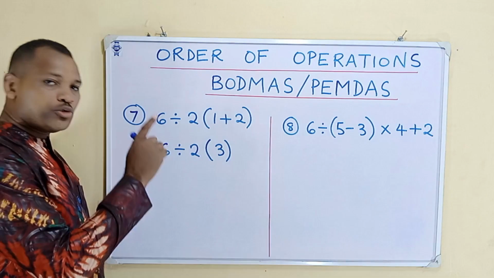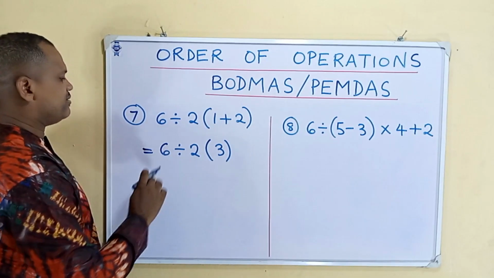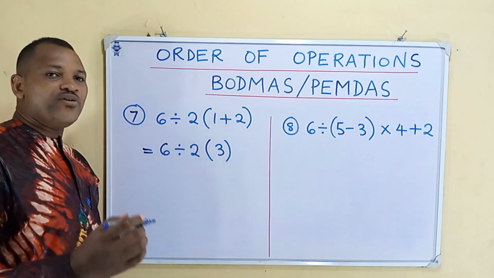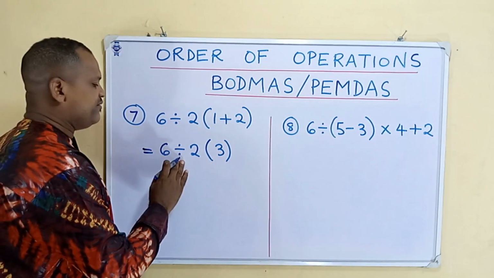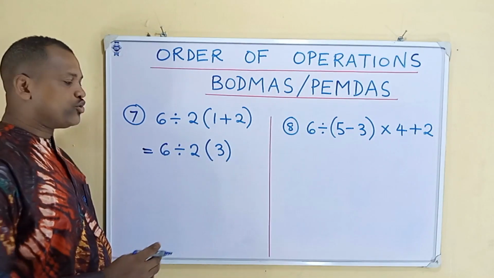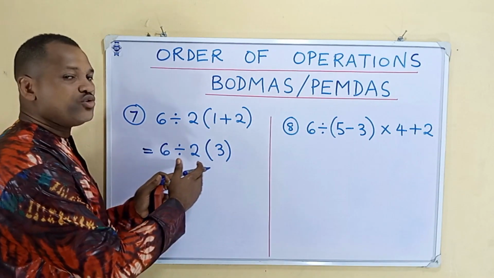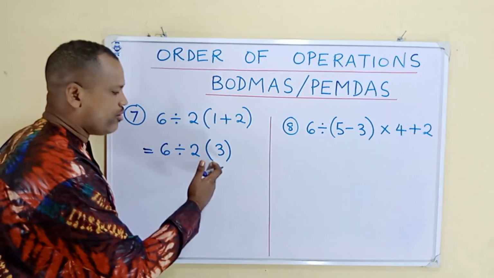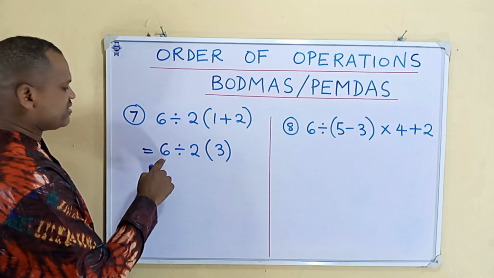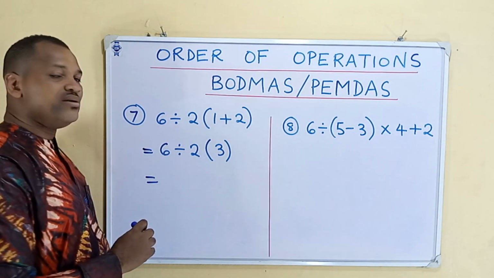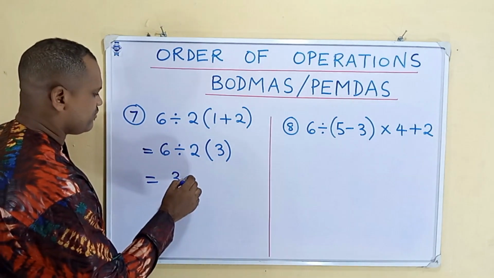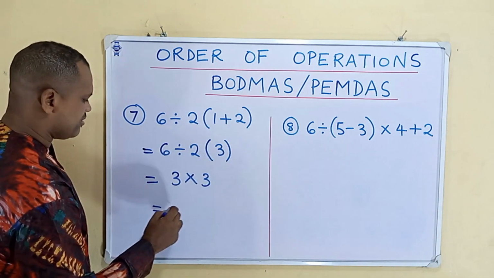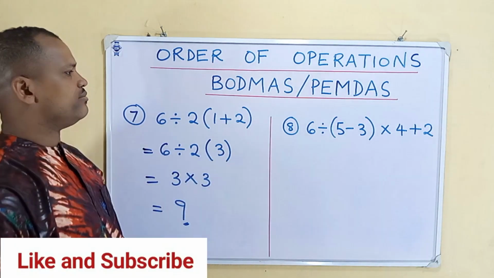But we will not multiply first until we divide. Because the rule is from left to right. If you have a question that has division and multiplication, the rule is to solve from left to right. So on the left hand side is division before multiplication. So 6 divided by 2 is 3. And 3 times this 3 here, that will give us 9.